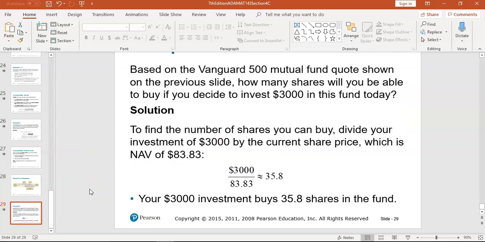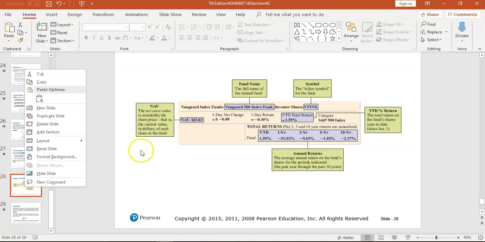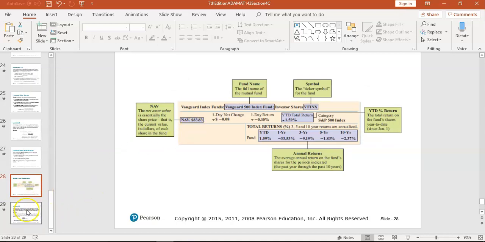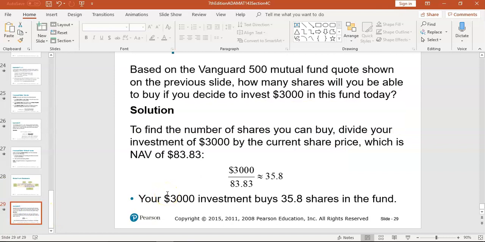So based on the Vanguard 500 mutual fund quote on the previous slide, how many shares will you be able to buy if you want to invest $3,000? Well, there's $3,000 that you have. Each one, it says, was $83.83. So I can buy 3.8 shares. And you can sometimes do stuff like that. You don't have to buy a whole share, which is a little odd.